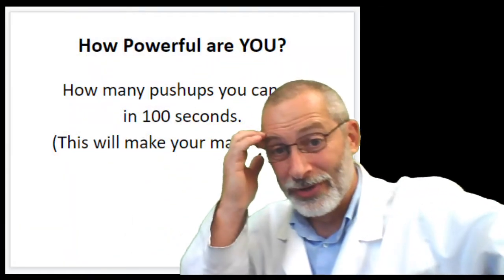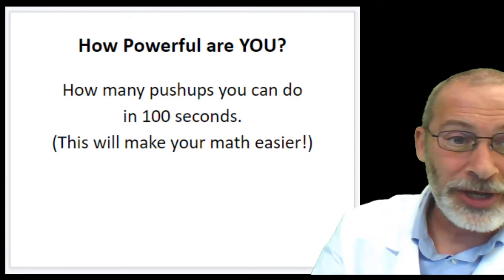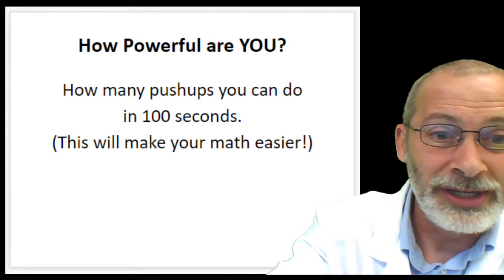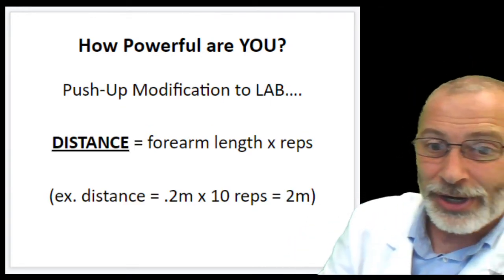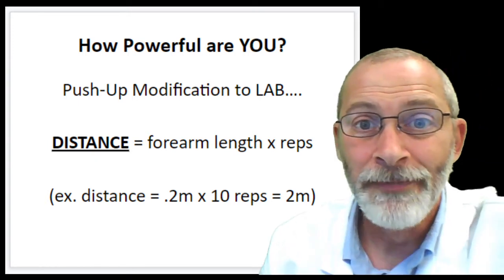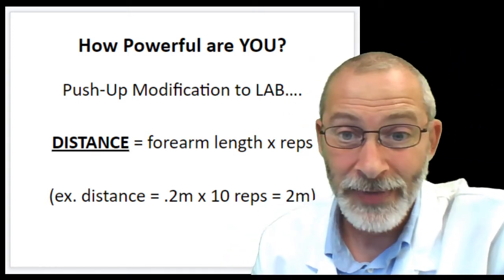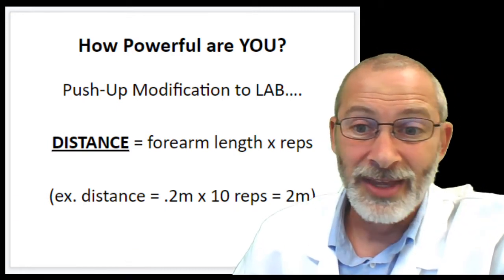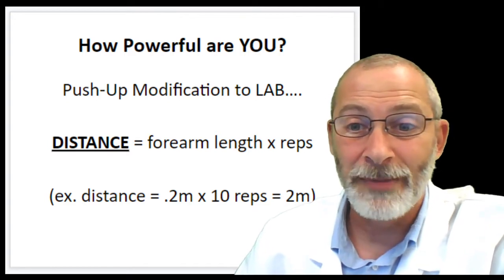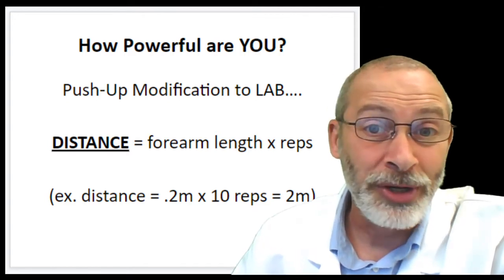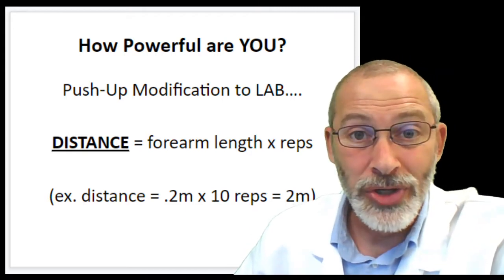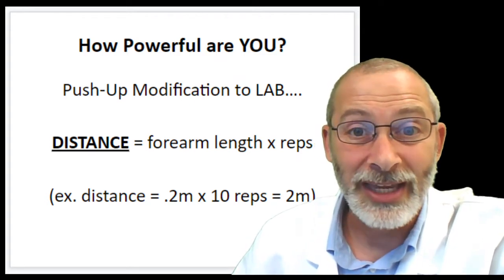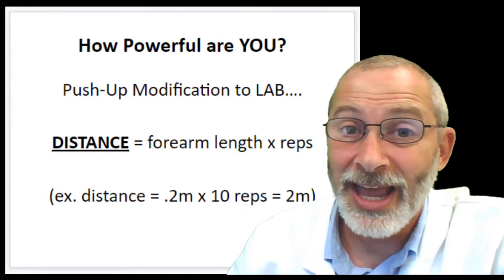All right, let's scoot back over to our notes here. So, how many push-ups were you able to do in 100 seconds? What you need to do is take that number and multiply it by 0.2, or the distance of your forearm. So if I were only able to do 10 reps in that 100 seconds, then the total distance traveled would be 0.2 times 10 reps equals 2 meters. So how many meters were you able to push your body in 100 seconds? I'll give you a moment to calculate that now.